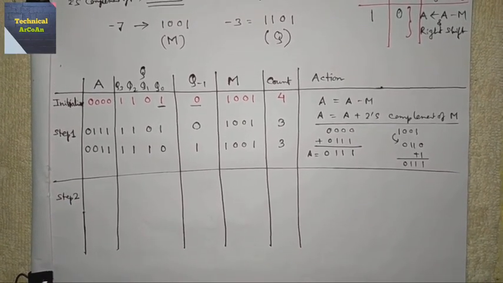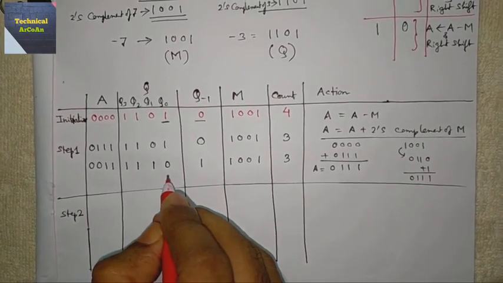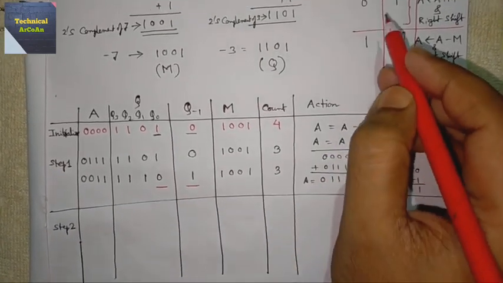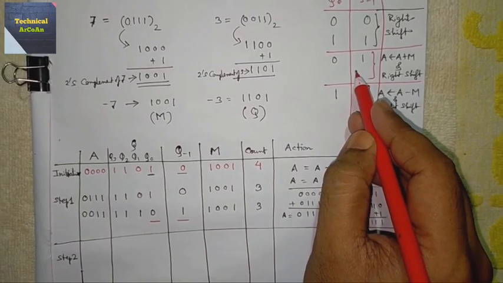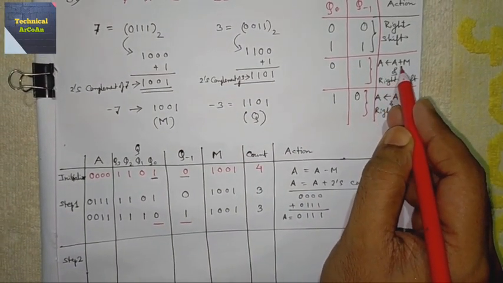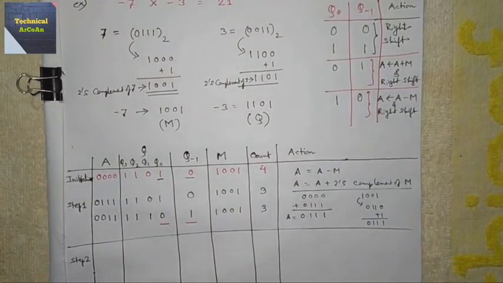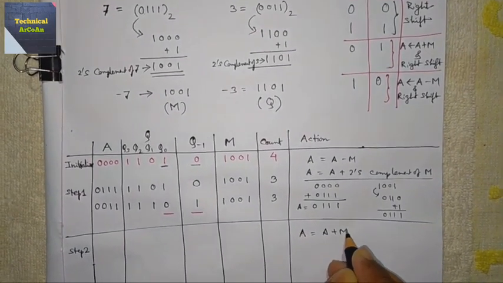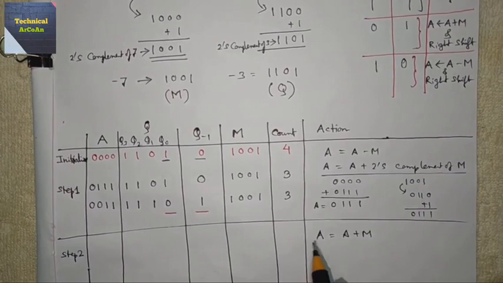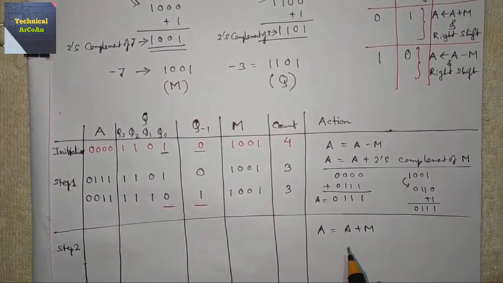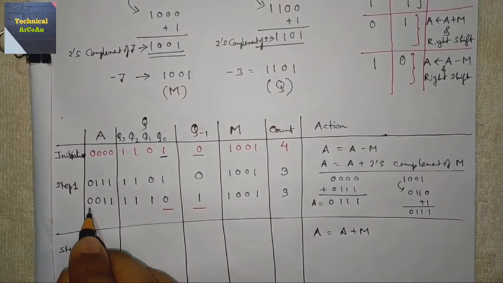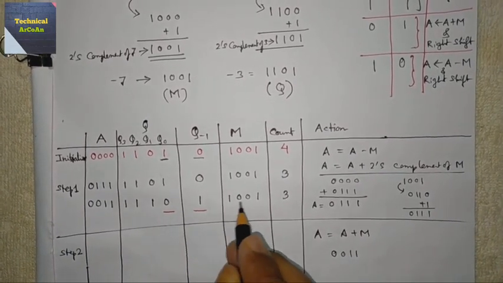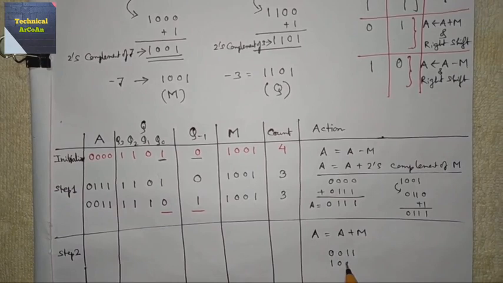Okay, again we check, what do we check, these two values Q0 and Q minus 1, it's 0 1. So now for the 0 1, what is given, A equals A plus M and right shift. Okay, so the operation is A equals A plus M, and after that shift right. Okay, so what will be your A, your last A value is 0 0 1 1. Okay, 0 0 1 1, and what will be your M, 1 0 0 1.